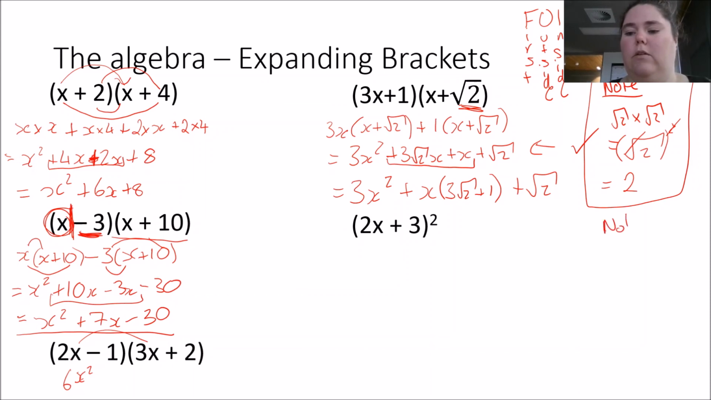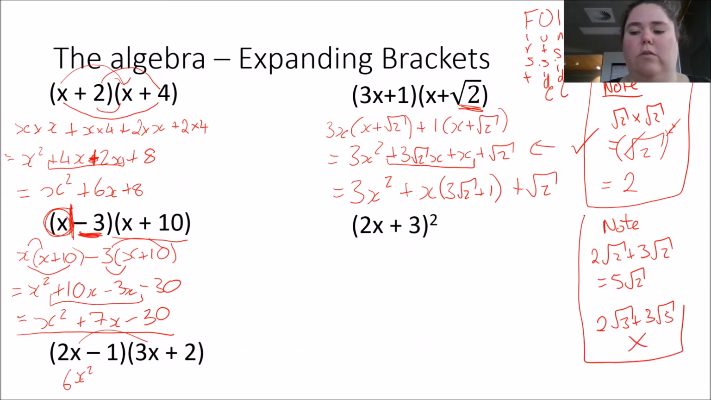The other note is if you want to add surds together, if we had 2 root 2 plus 3 root 2, we can do that. And that's 5 root 2s. But if you have 2 root 3 plus 3 root 5, that is as far as it goes. You can't get any simpler.